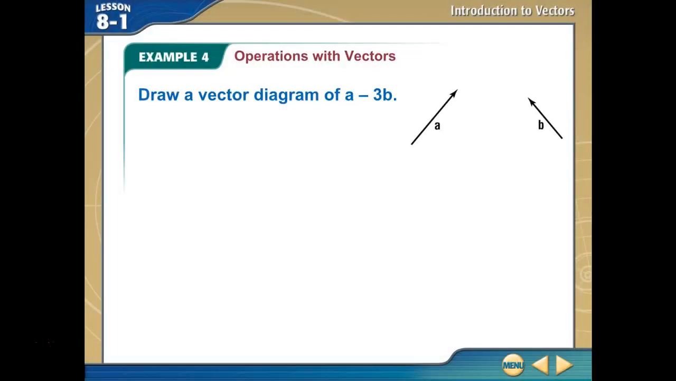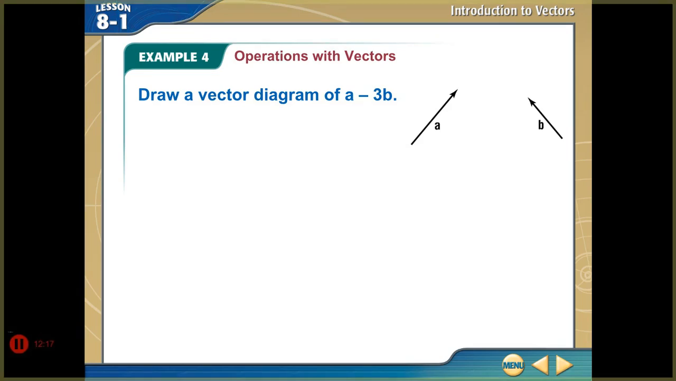So we can also scale by a negative value. A negative value is going to flip a vector around. So if I was looking for A minus 3B, if B is that direction, negative B is going to be in the other direction. And if I take 3 of these and put them somewhere, there's 1, there's 2, there's 3.